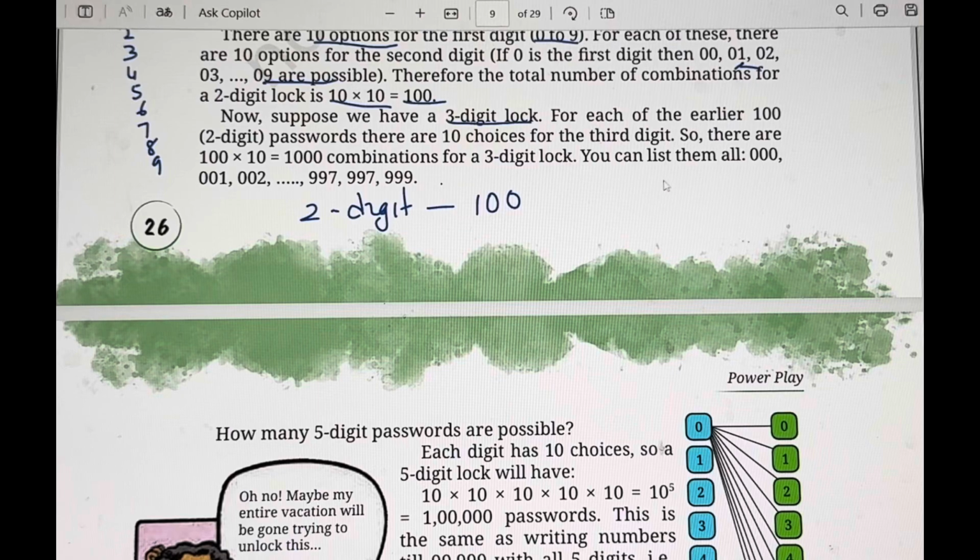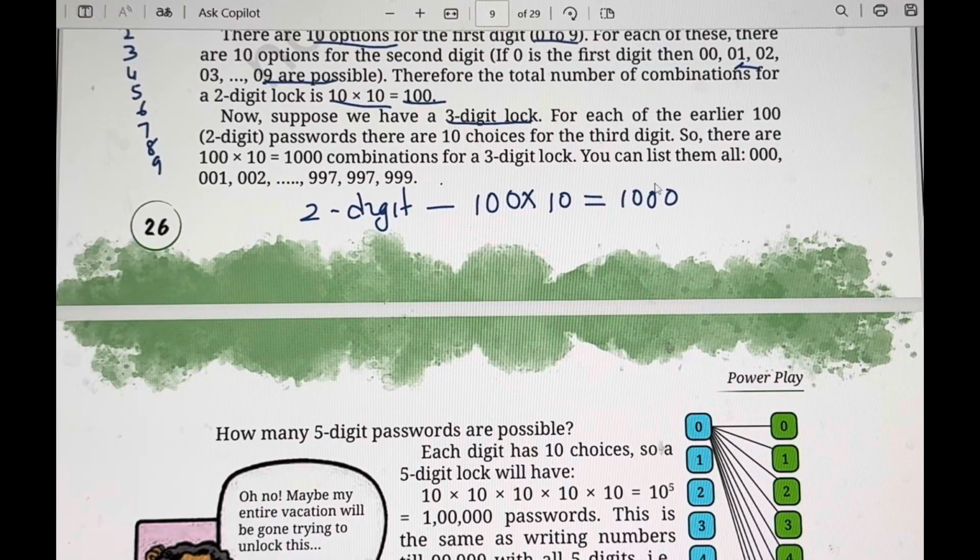Suppose I take it as first 0, 1. So with 0, 1, the first 2 digits are fixed. Then the third digit may be 0, 1, 0, 1, 1, 0, 1, 2, 0, 1, 3. So 10 more possibilities with one number. So we already established for 2-digit it is 100, so we will simply multiply it by 10. So that is 1000. 1000 combinations are possible for a 3-digit lock.